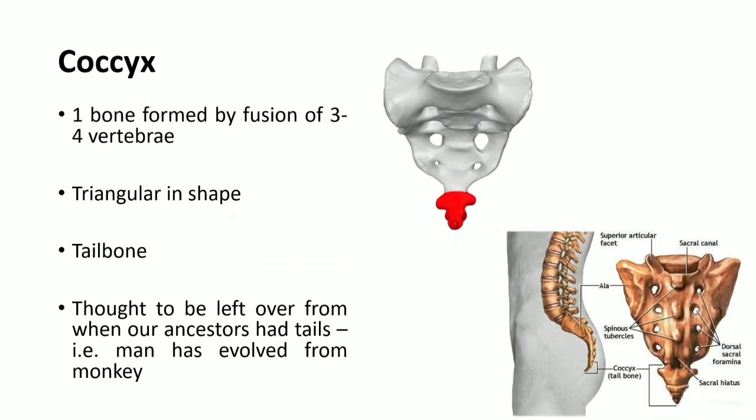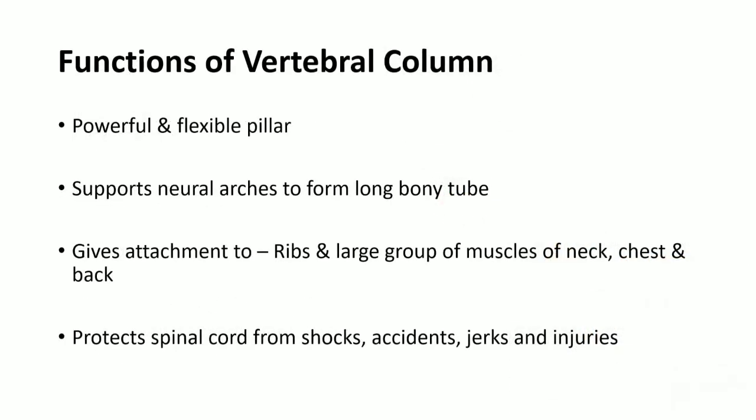Last one is the coccyx. It is formed by fusion of 3 to 4 vertebrae. It is fused in such a way that together it forms a triangular shape. This bone is also called the tail bone as it is thought to be left over from our ancestors, meaning monkeys. We lost our tail, but we still have our tailbone remaining. So that was all about the structure of the vertebral column.